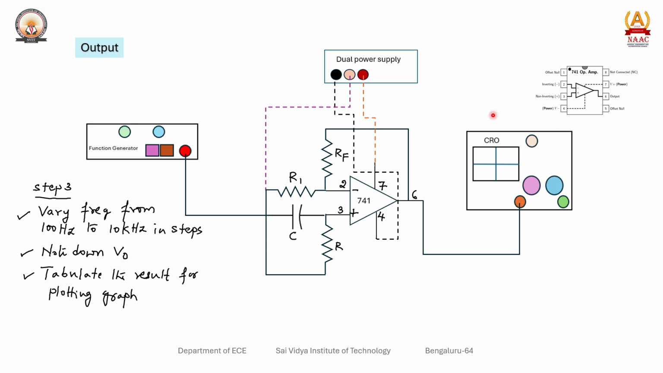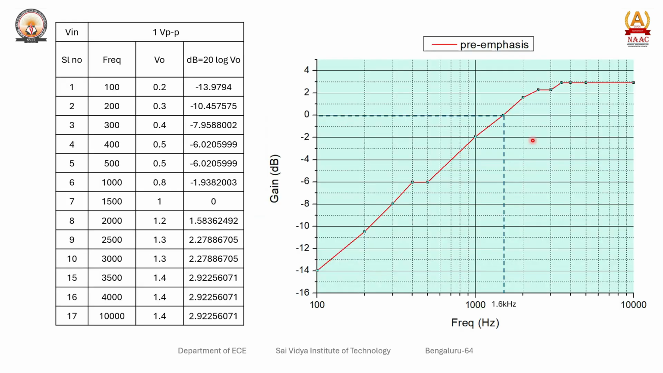Note down the corresponding output on CRO by keeping the CRO in XY mode. Then tabulate the results for plotting the graph. After tabulating the results, these are the values that we have obtained. For 100 Hz to 10 kHz, we have obtained output voltage from 0.2 volts to 1.4.